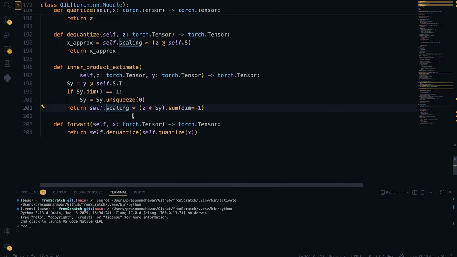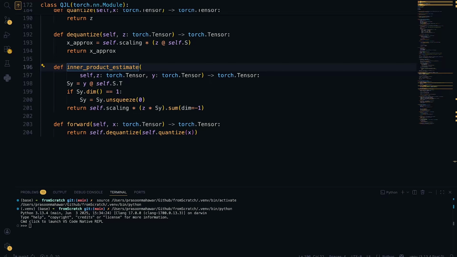The inner product estimate is the practical method for KV cache and nearest neighbor applications that was used by the paper. So instead of fully reconstructing x and then dotting with y, we directly estimate the inner product of y and x from the quantized bits. This is more efficient. We pre-compute sy, the query projected through s once, then take a dot product with the stored signs.